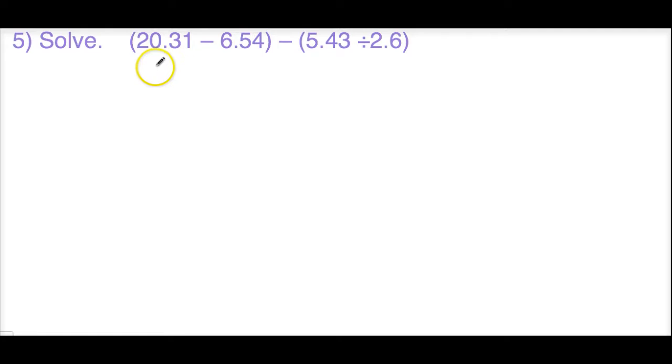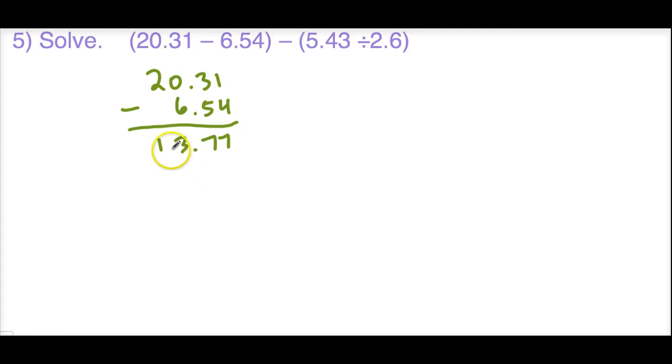So the first thing we need to do is solve in parentheses. We have our parentheses here, and we have a parentheses here. We're just going to do the first parentheses first, and I'm going to set up this problem. When we're adding and subtracting decimals, remember we had to line up our place values, otherwise known as lining up our decimals. So when I solve this problem, it's going to equal 13 and 77 hundredths.